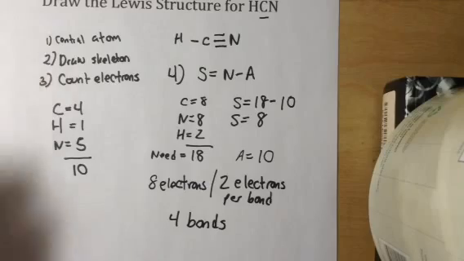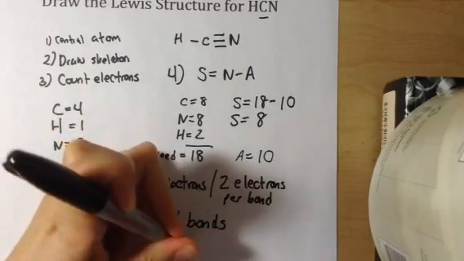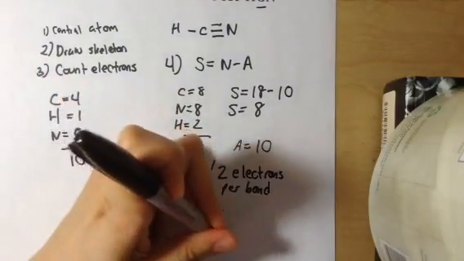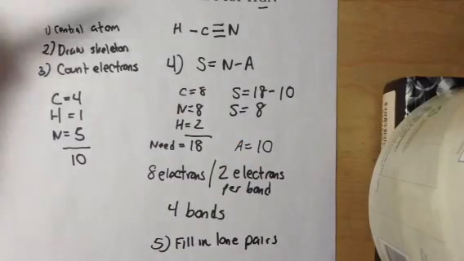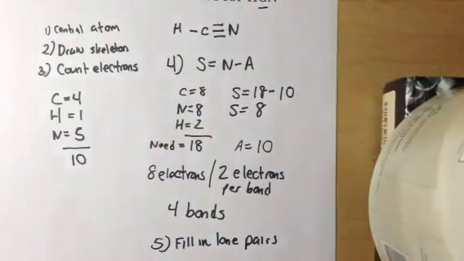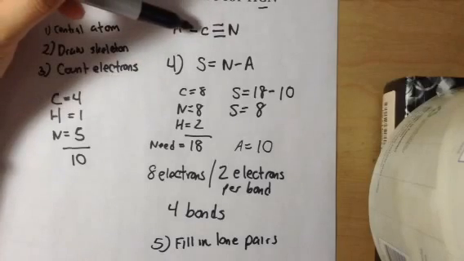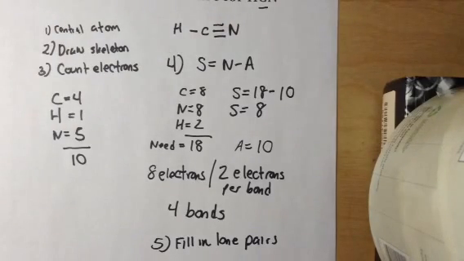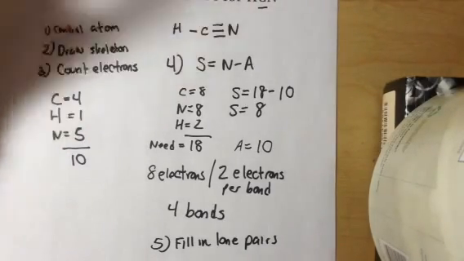And then the last step is fill in lone pairs. So we've added all of our bonds. We just need to make sure that we've given all of our electrons a home. We had 10 valence electrons, and as we count here, we have 2, 4, 6, 8 drawn onto the structure. And on top of that, you can see that nitrogen does not yet have a full octet.